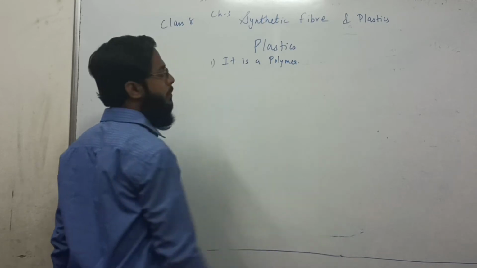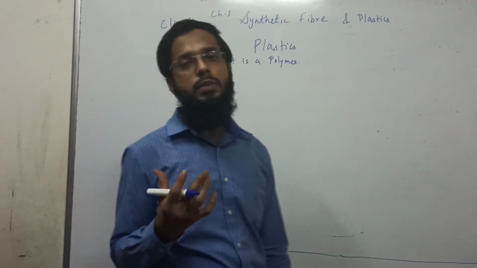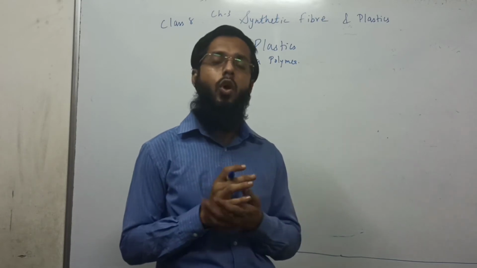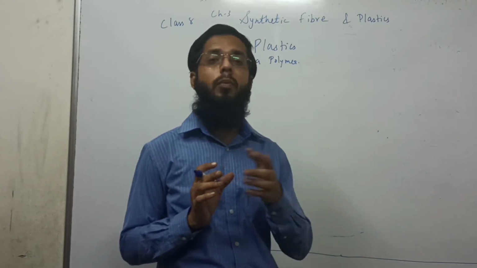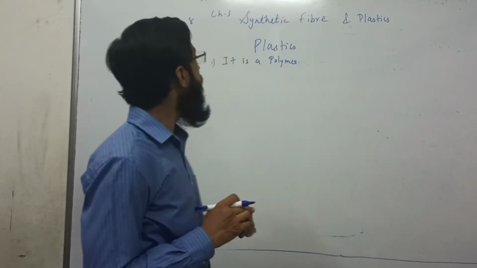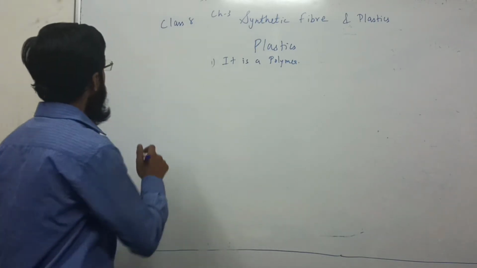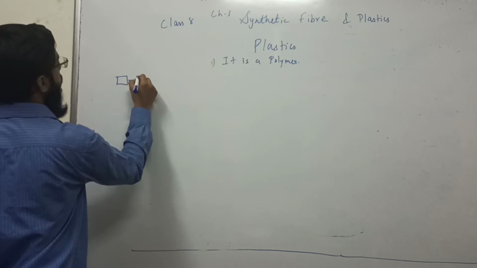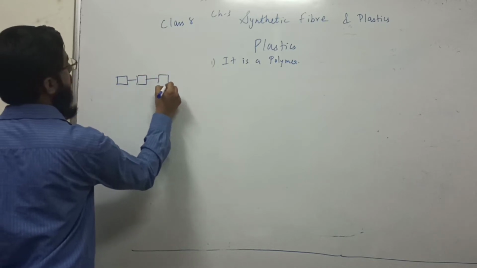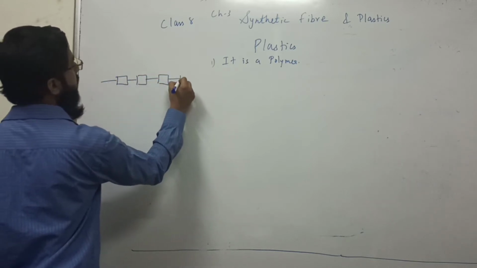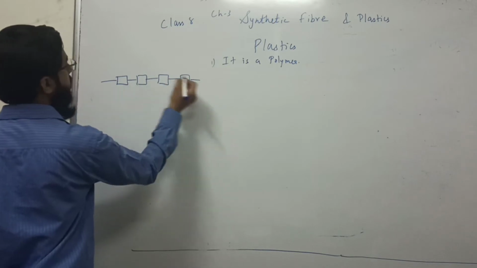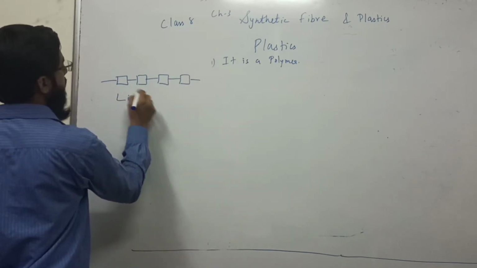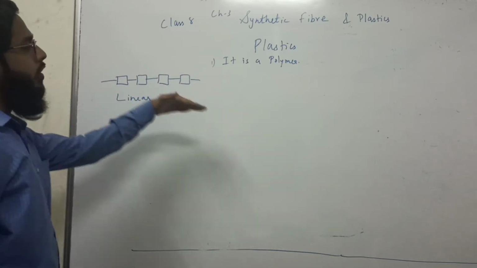And when we say polymer, we already know what a polymer is. Small units join together and form a long molecule, or we can say form a long chain. So plastic is also a polymer. For example, sometimes they join linearly, like single units joining many times. If they are joined in a long, straight chain, we call it a linear chain.